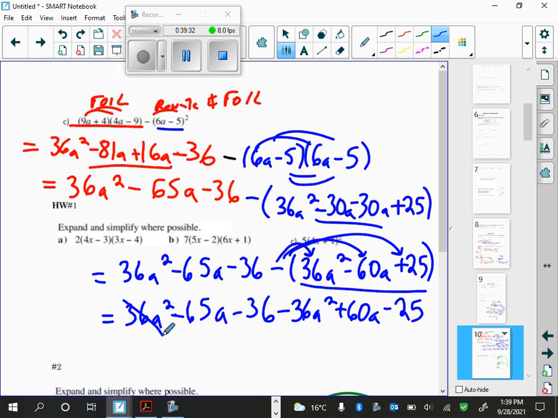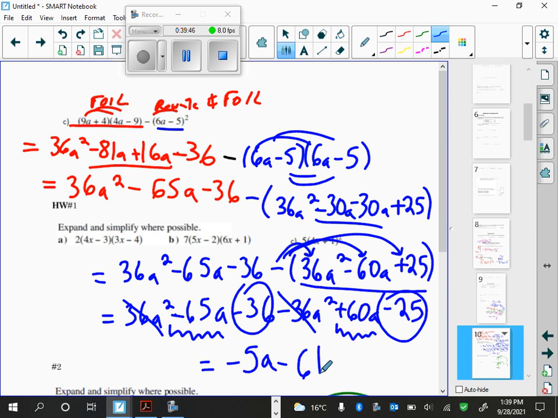36a squared cancel, and negative 36a squared. The a's are negative 65 and plus 60. So that's negative 5a. And what's negative 36 subtract 25? Somebody? Minus 60. Good job. Now you got, Liam? Awesome. Anybody else? Feels good. If you say no, who cares? Just fix up what you didn't do right, and get it right next time.